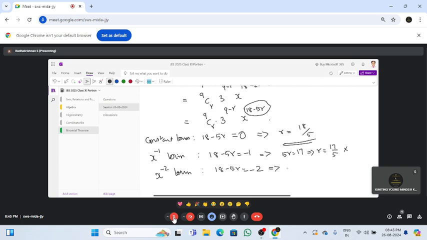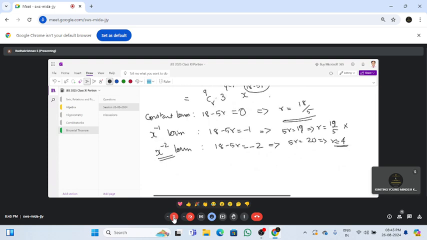This gives us 5r equal to, sorry, here it is 19, right? 5r equal to 19, 19 by 5. Okay, here it is 5r equal to 20 or r equal to 4. So for r equal to 4, that means T(r+1) is the 5th term. The 5th term will have x power minus 2.